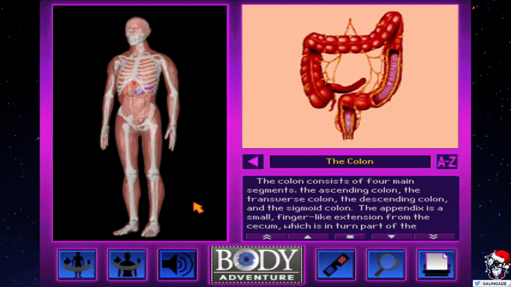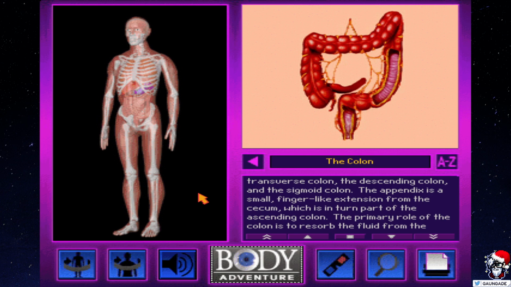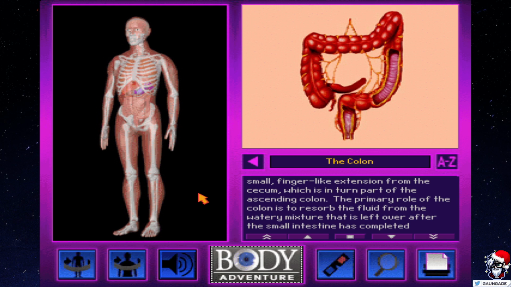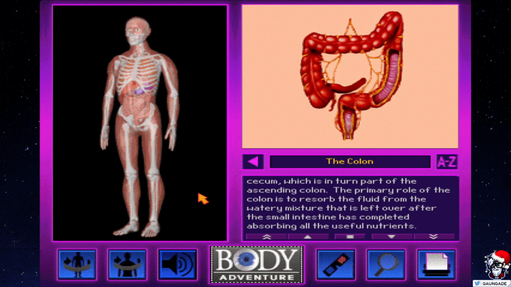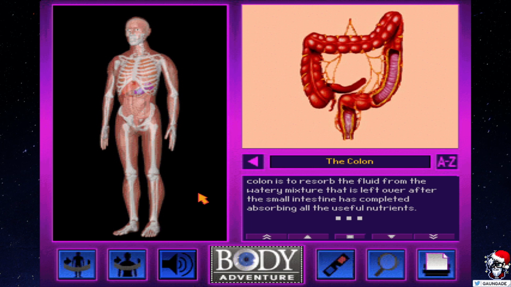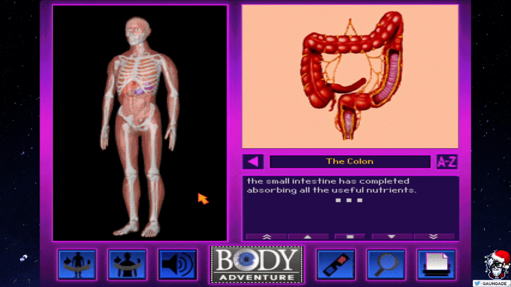The colon. The colon consists of four main segments: the ascending colon, the transverse colon, the descending colon, and the sigmoid colon. The appendix is a small finger-like extension from the cecum, which is in turn part of the ascending colon. The primary role of the colon is to resorb the fluid from the watery mixture that is left over after the small intestine has completed absorbing all the useful nutrients.